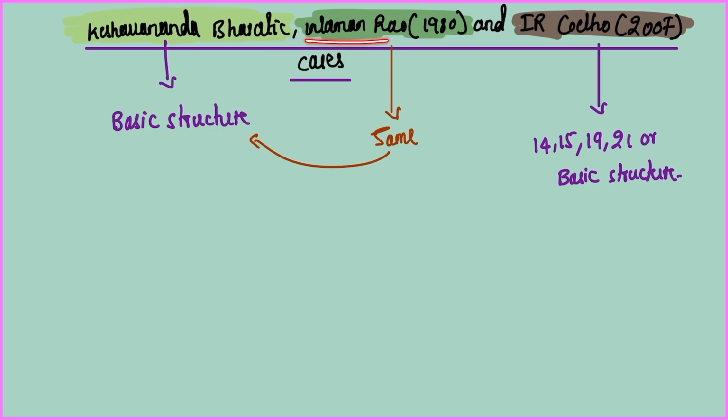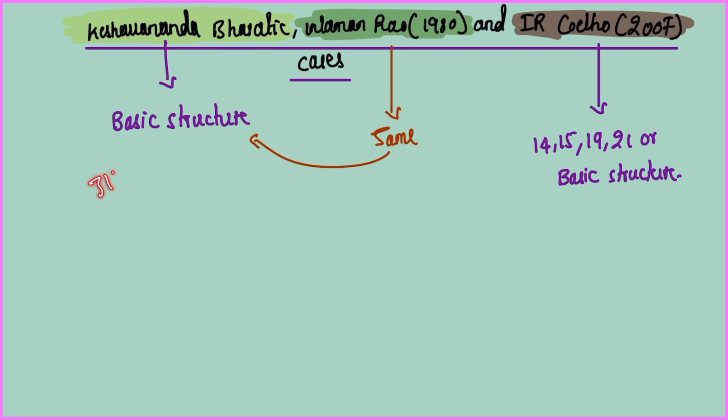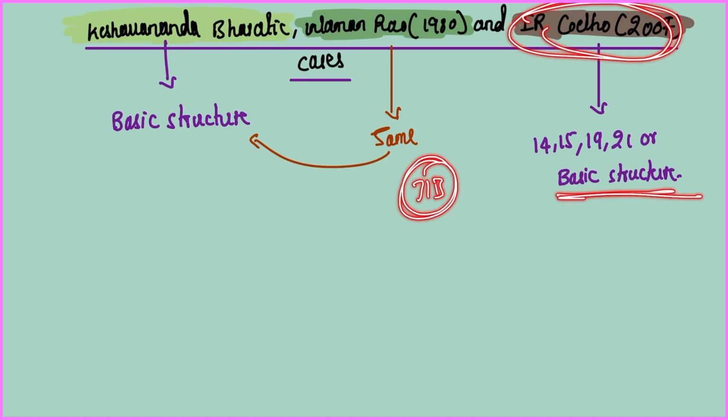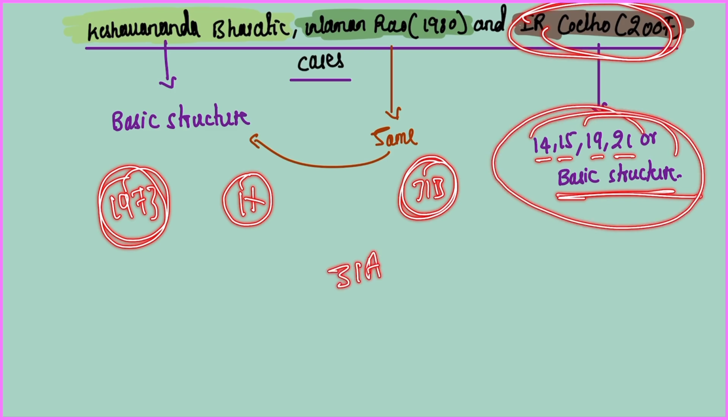Then came the second case, Vaman Rao case in 1980. Supreme Court said the same thing, that any act which is put in 9th schedule under Article 31B after 1973 cannot violate basic structure of the Constitution. But the wings of Article 31B were clipped very much in IR Coelho case. Supreme Court said not only basic structure, any act which is put in 9th schedule after 1973 cannot violate 14, 15, 19, 21 as well. So basically, this was made narrower than Article 31A.